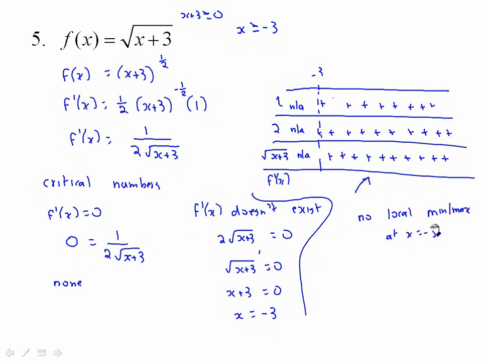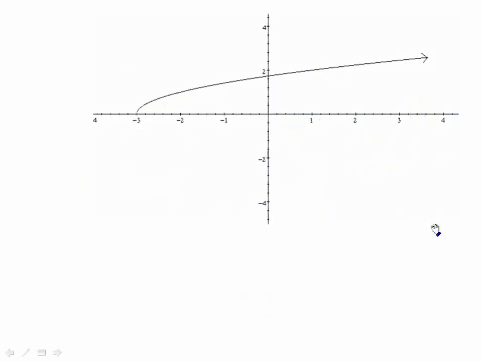There would have to be a sign change for it, and that's really the start of the graph, x equal negative 3. And if you take a look at the graph that results from it, we can see that the graph is always increasing. It does not count as a local minimum. It would, on the other hand, within a certain interval, be considered an absolute minimum.